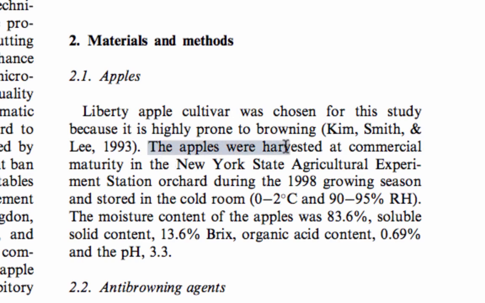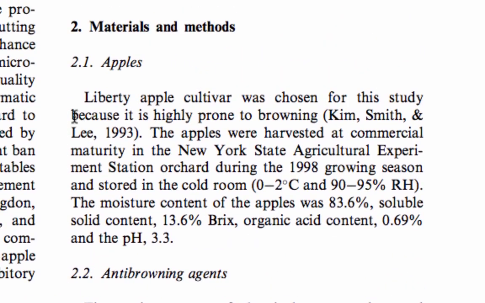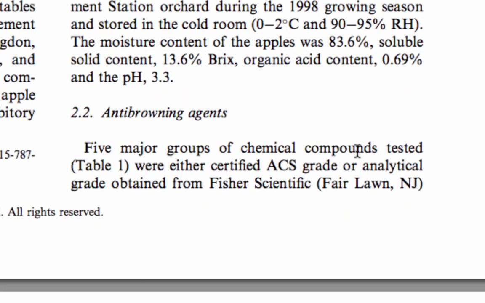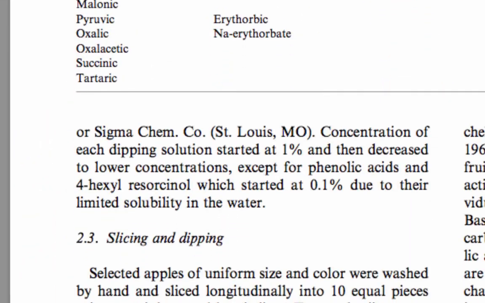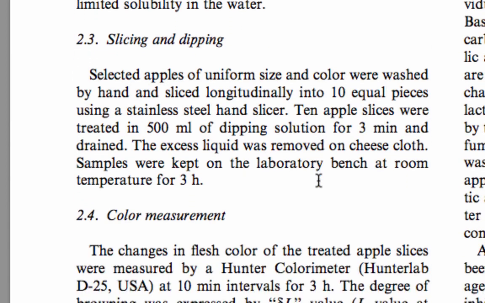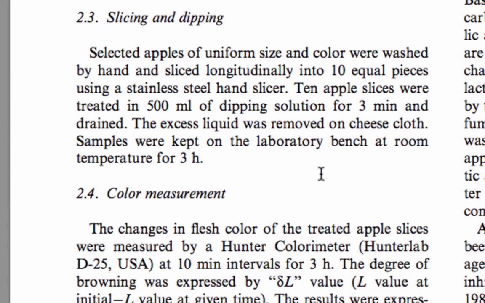Next sentence, the apples were harvested. The moisture content of the apples was measured. Also, reasons are explained here. Liberty apple cultivar was chosen for this study because it is highly prone to browning. All right, let's look at the next section. Five major groups of chemical compounds tested were certified. Concentration of each dipping solution started at 1% and then decreased to lower concentrations. So everything is past tense. And that makes sense because the experiment is finished.